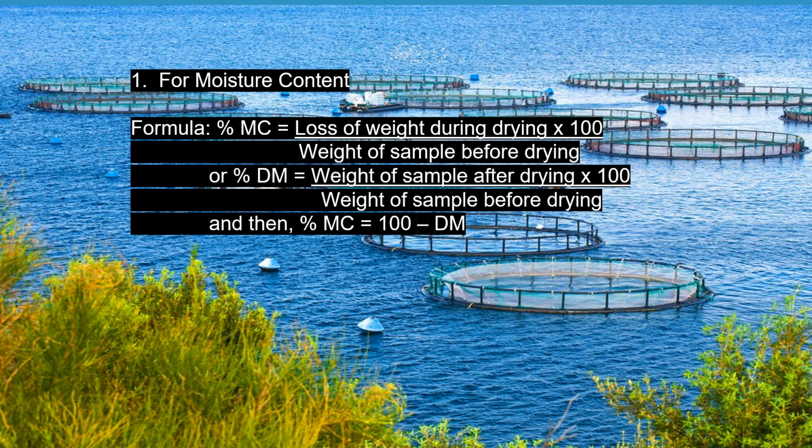For the moisture content, it is achieved by oven drying the feedstock or diet at 105 Celsius until constant weight is obtained. So the formula is percent moisture content equals loss of weight during drying times 100 over weight of sample before drying. Or we can also use the percent of dry matter equals weight of sample after drying times 100 over weight of sample before drying. And then the percent of moisture content is equal to 100 minus the dry matter.